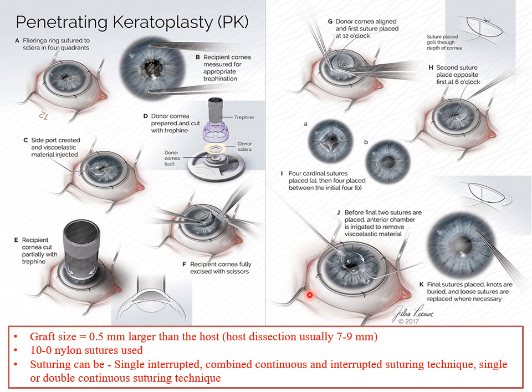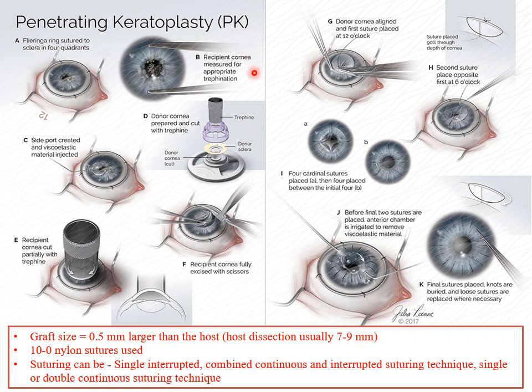We will sequentially go through all of these. So the first picture over here, Flieringa ring. Now, basically, Flieringa ring is sutured to the sclera in 4 quadrants. This Flieringa ring is to stabilize the globe, and it is preferably used in case of children undergoing penetrating keratoplasty. So that's your Flieringa ring over there. You may or may not use it.